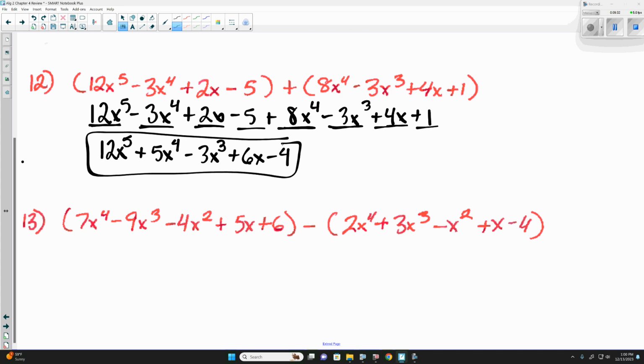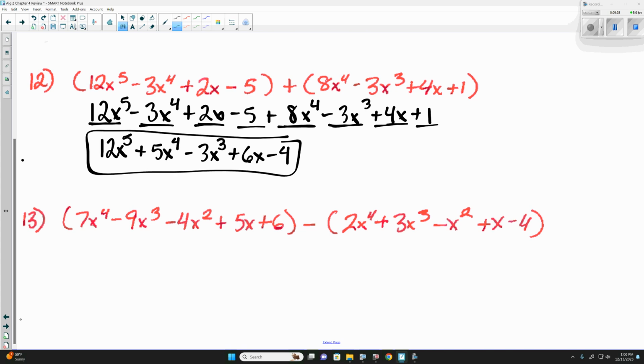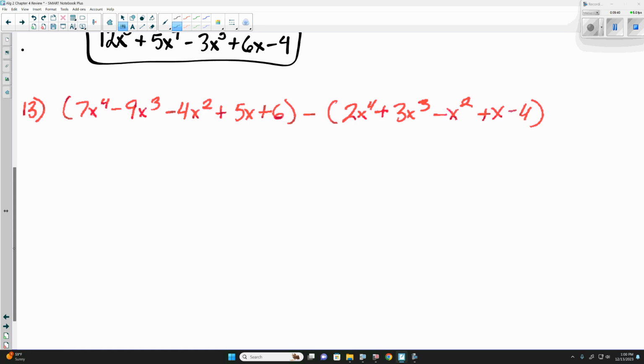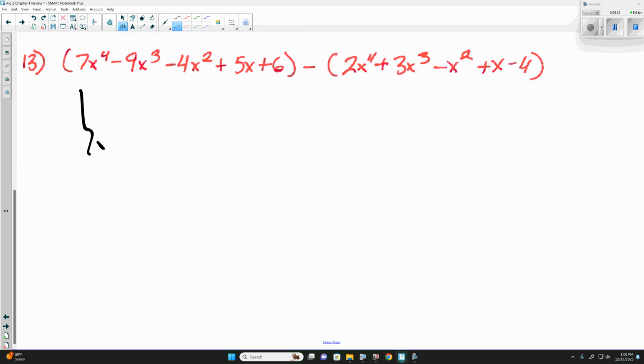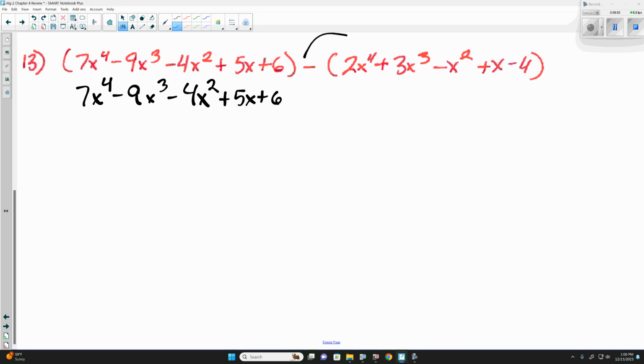Which one do we want to look at next? So 13. Now 13, the first set of parentheses, we can just drop them because there's not a sign in front of it. So it's just going to stay the same.